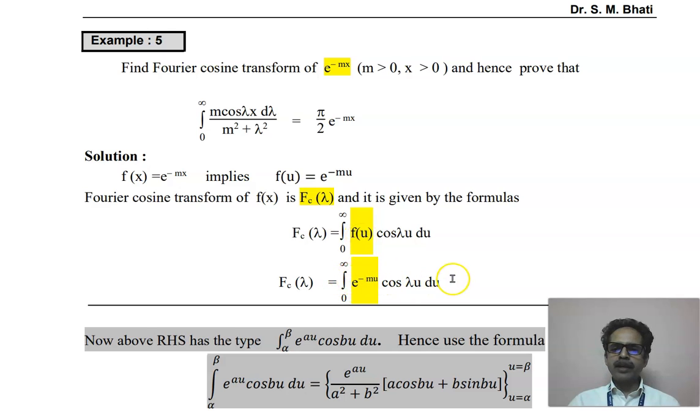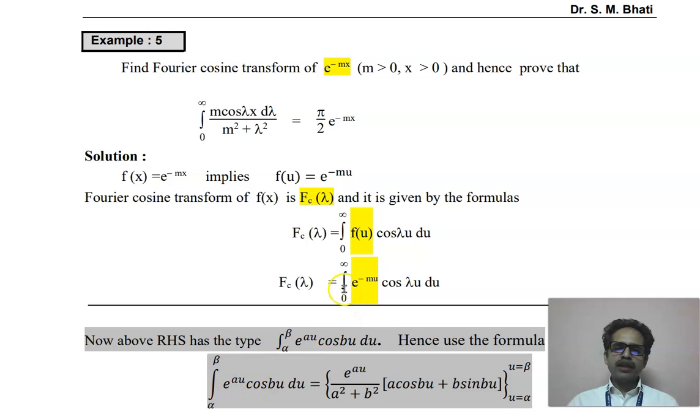Now look at this right hand side. It is an integral of the type integration from alpha to beta of e raised to au cos bu du, so we have to use this formula: integration from alpha to beta of e raised to au cos bu du is equal to e raised to au upon a square plus b square into (a cos bu plus b sin bu), with limits from u equal to alpha to u equal to beta.